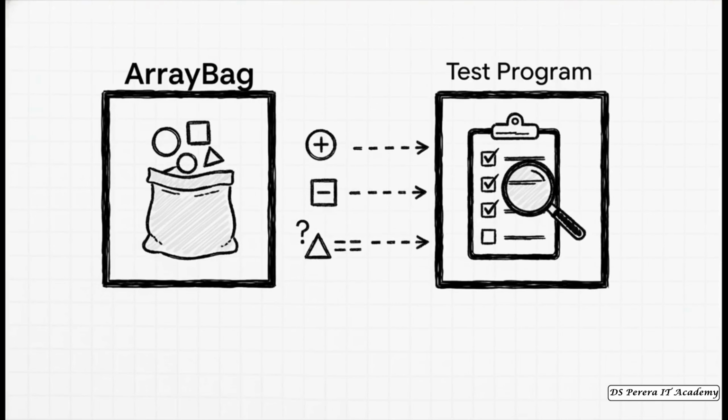So to do our testing, we create a completely new class. We'll call it BagADT. This class will contain our special main method, which, as you know, is the entry point for any Java program. Inside this main method, the very first thing we'll do is create our ArrayBag instance, and then we'll add a whole variety of fruits to it so we have some interesting data to work with for our tests.